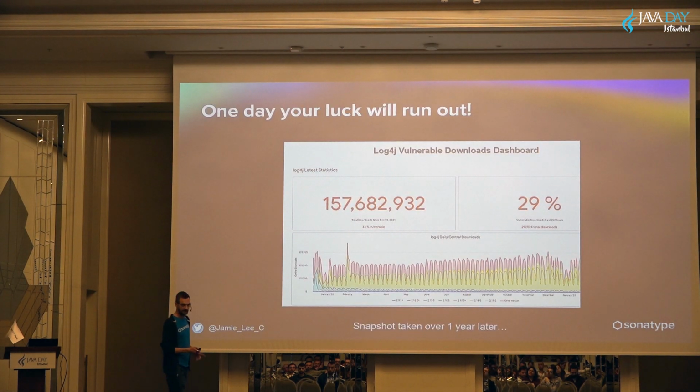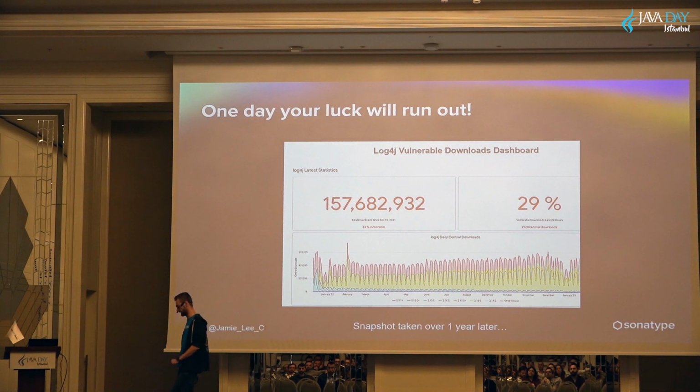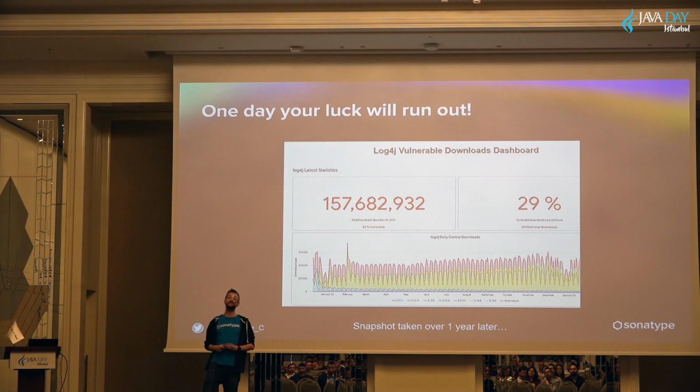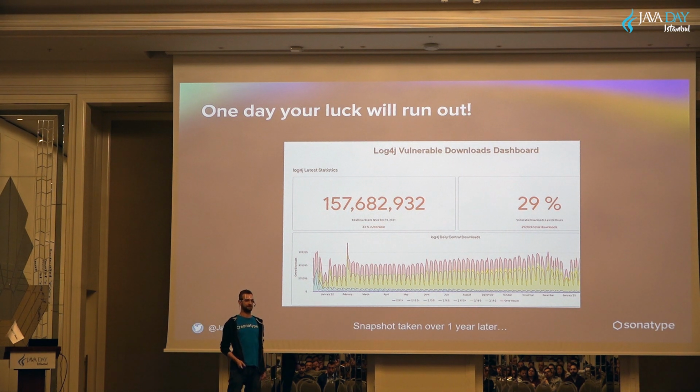Now, this is just a graph. Because we run Maven Central, we have a lot of data about what people download. This is the vulnerable version of Log4j that came out over a year ago. At the moment, 157 million times it has been downloaded, and a year later, 29% of the downloads of Log4j are still that vulnerable version.